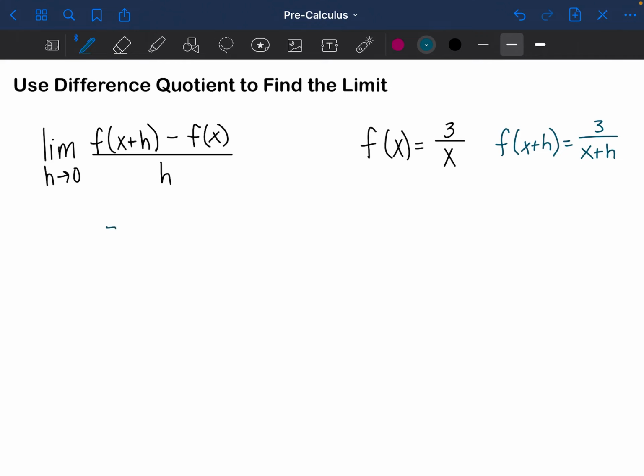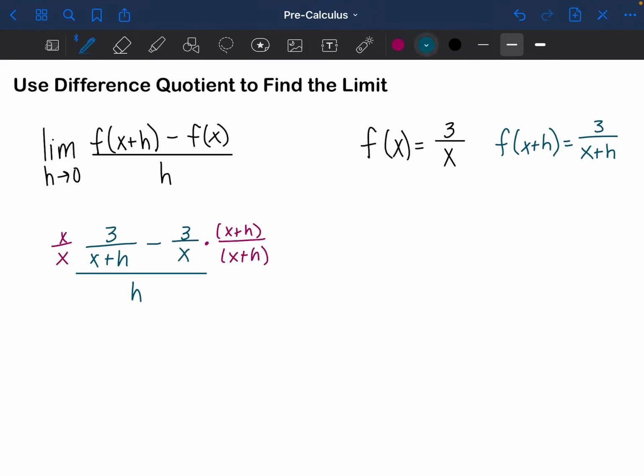Now we've got to plug in 3 over x plus h minus 3 over x, all over h. Now I'm going to manipulate this outside of the limit notation just to give me a little bit more space to work, because when we have two fractions subtracted like that, we need common denominators. So I'm going to multiply the right by x plus h over x plus h, and the left by x over x.